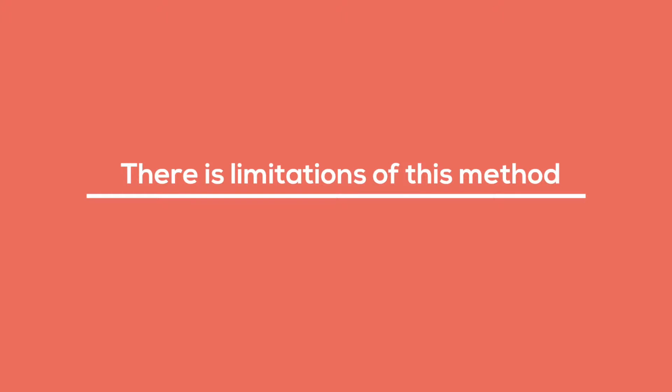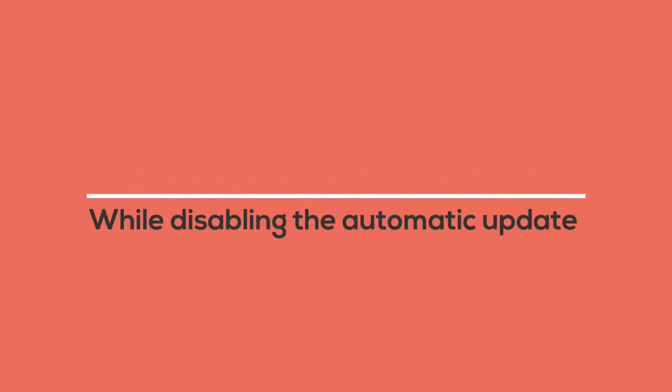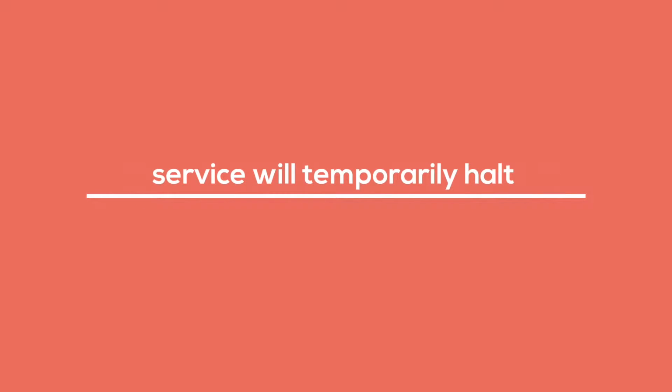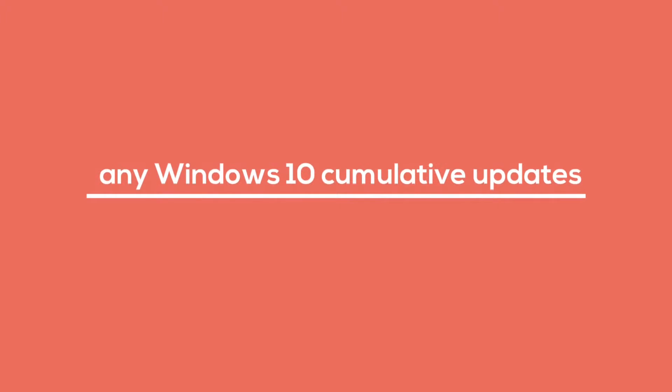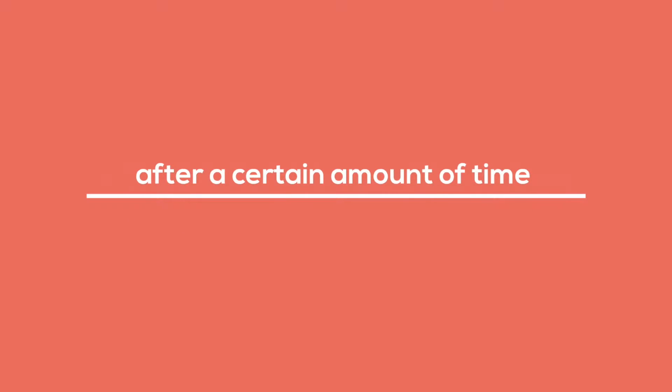There are limitations of this method. While disabling the automatic update service will temporarily halt any Windows 10 cumulative updates, the service will re-enable itself after a certain amount of time.